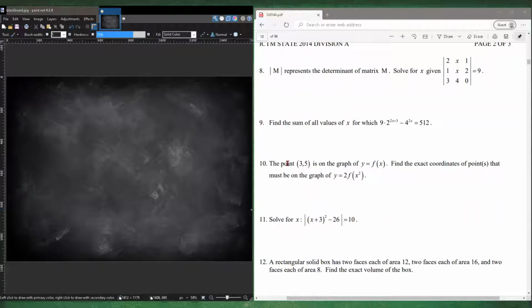And number 8. Determine, where |M| represents the determinant of matrix M. Solve for x given the matrix with rows 2, x, 1; 1, x, 2; and 3, 4, 0. The determinant of that equals 9.